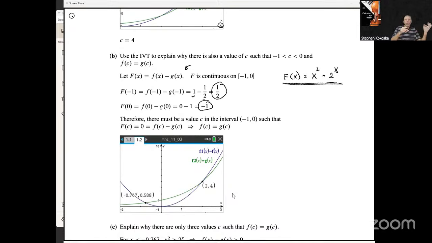So the value at one endpoint is positive. The value at the other endpoint is negative. It's a continuous function. It must cross the x-axis in at least one place. That's kind of a visualization or a graphical conclusion to the intermediate value theorem. So there has to be a value of c in that interval -1 to 0 so that capital F of c is 0, and therefore f of c, little f of c, equals g of c.